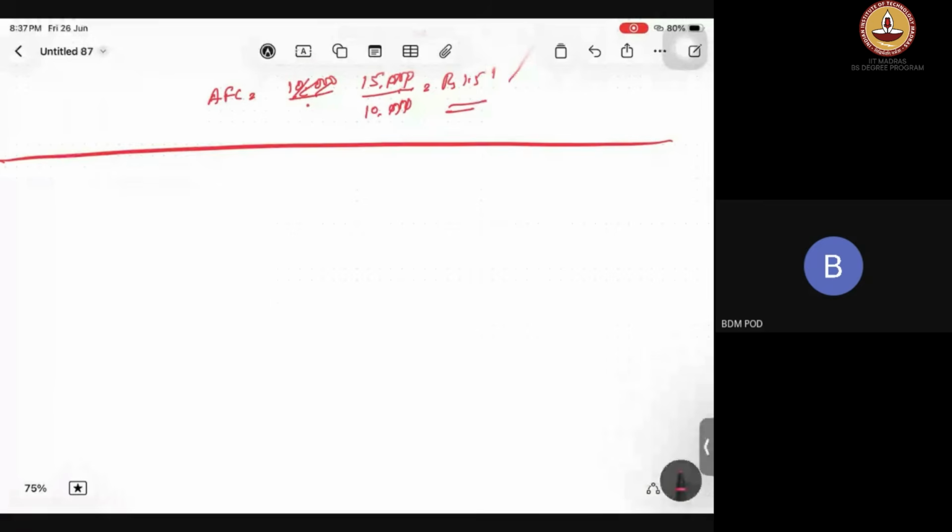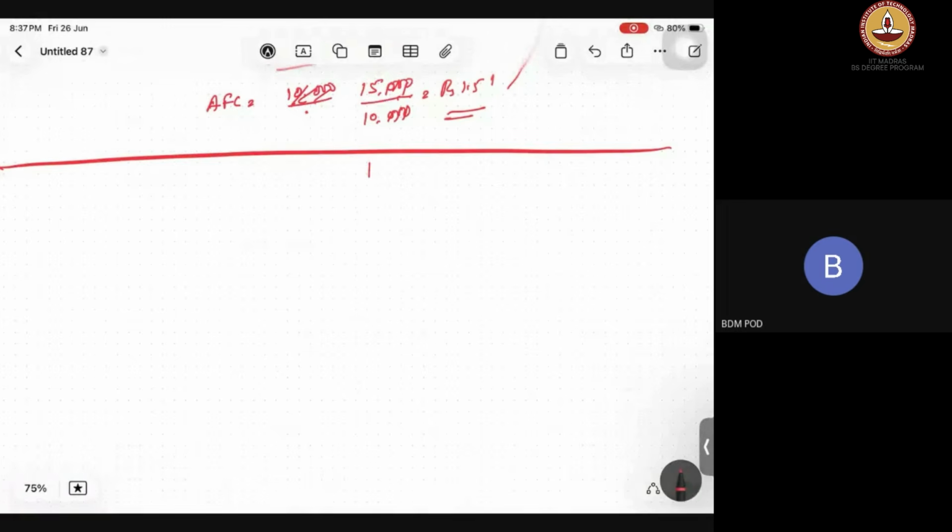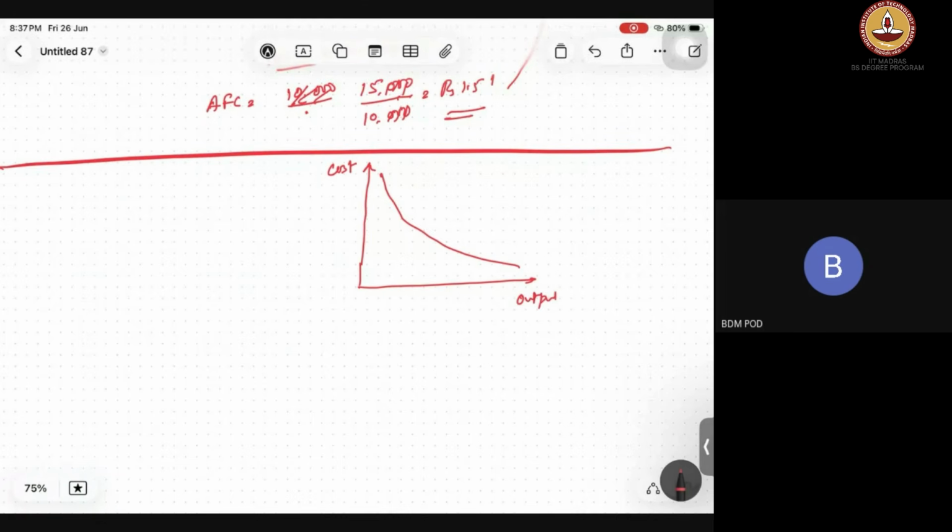Okay, so now you understand this particular point. If you are having a plot of cost versus output, this is what exactly is a rectangular hyperbola, because if you are going to calculate average fixed cost, it is equal to fixed cost divided by quantity, right? So it is basically an inverse relationship, so we are getting a rectangular hyperbola.